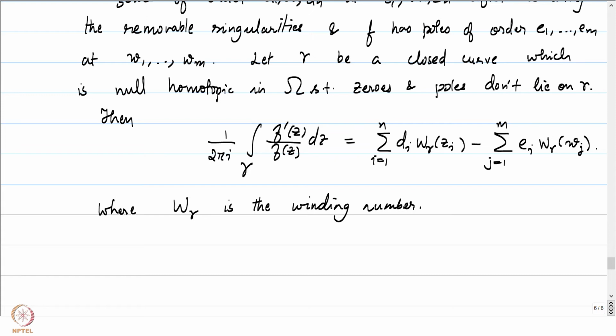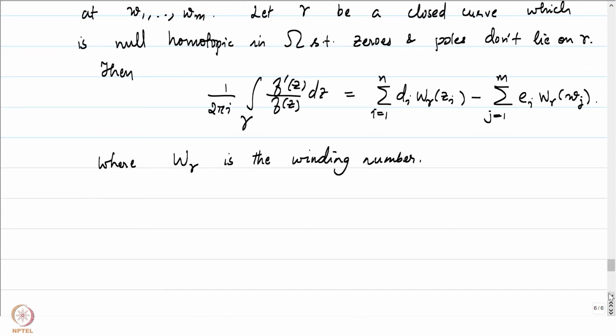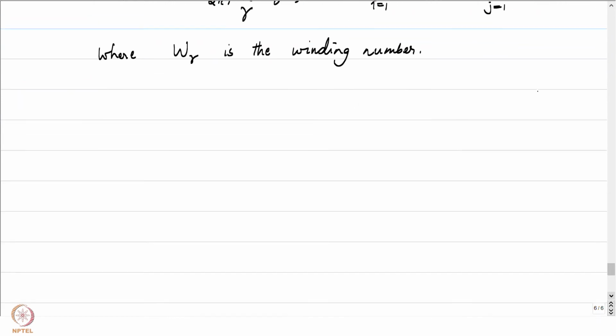So this is a theorem where a combinatorial question of counting the number of zeros and poles is being converted into an analytic argument. By computing the integral of f prime by f over gamma, we will be able to compute the number of zeros and poles in the interior of gamma. Let me just draw a picture to capture whatever we just wrote.